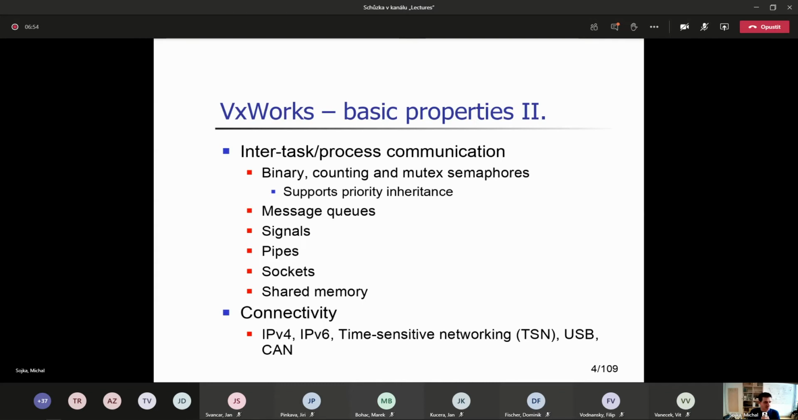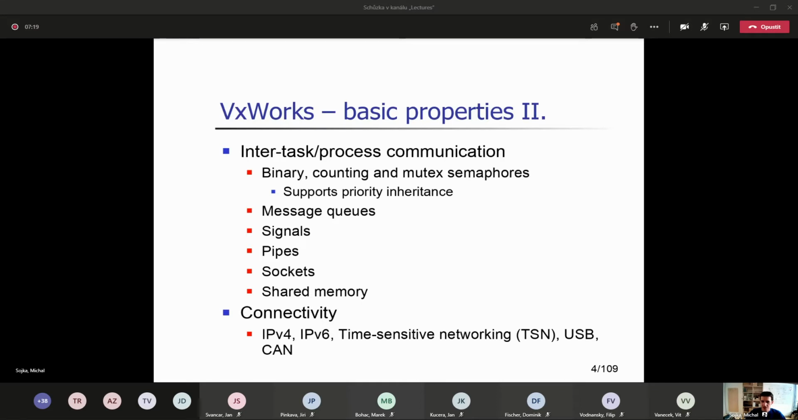So you can have here things like semaphores, mutexes, message queues, signals, pipes, sockets, shared memory. This week at labs, we will play with semaphores and mutexes. Next week, we will go to explore shared memory.